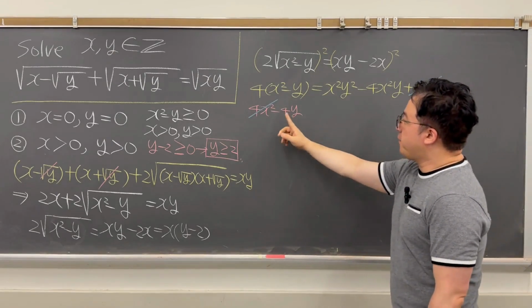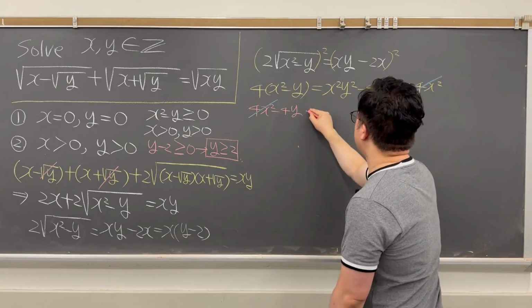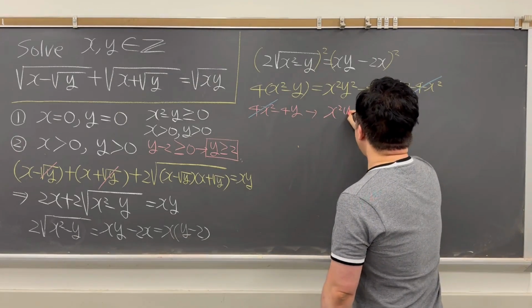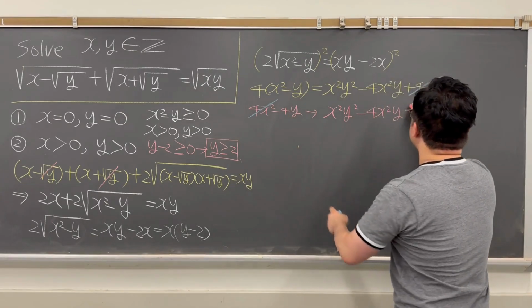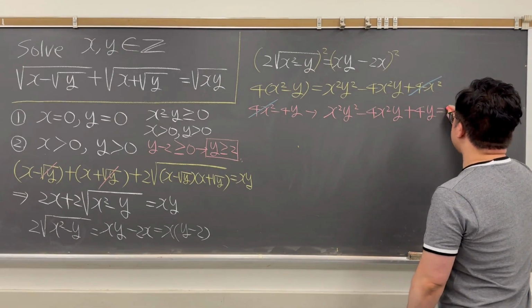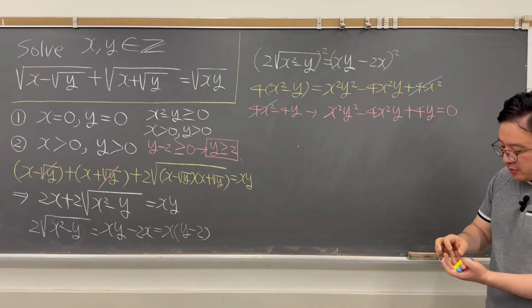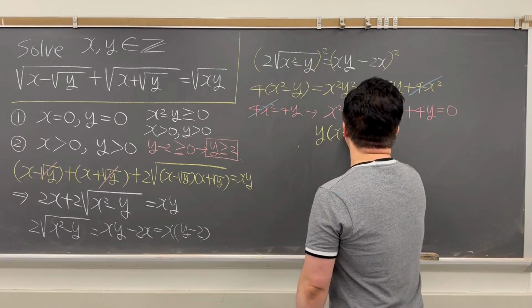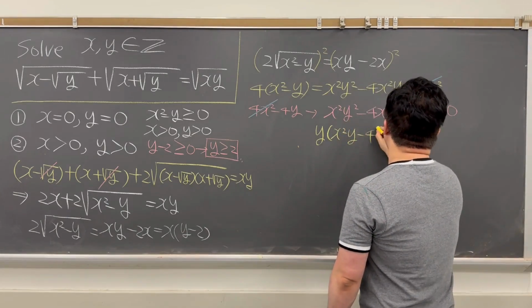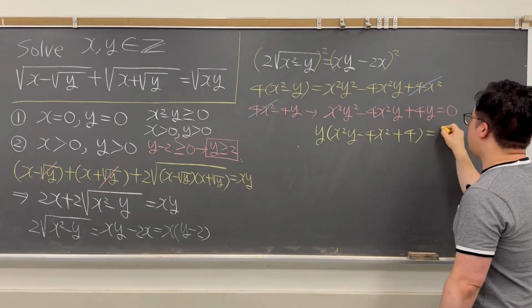Then if you move this negative 4y to the right-hand side, eventually we'll be working on x squared y squared minus 4x squared y plus 4y, and that is equal to 0. All of these three terms have y as the common factor, so let me factor that out. Then we will have y times (x squared y minus 4 x squared plus 4), and that is equal to 0.